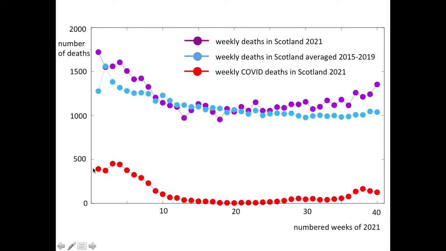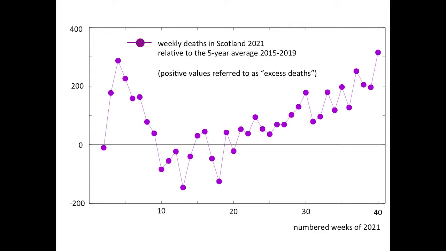And finally, at the bottom here, we see COVID deaths in Scotland in 2021, which are built into this purple curve, but they're just shown in here so that you can have an understanding of the impact of COVID. So this is the kind of data that the Scottish Government publishes every week on their websites. Now what we're going to do is a 2-step process. First of all, we're going to subtract the blue curve from the purple curve, and on the next slide, if we do that, we now have a plot of weekly deaths in Scotland in 2021 relative to the 5-year average.